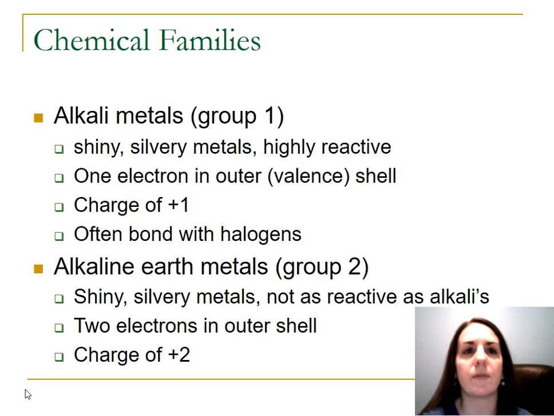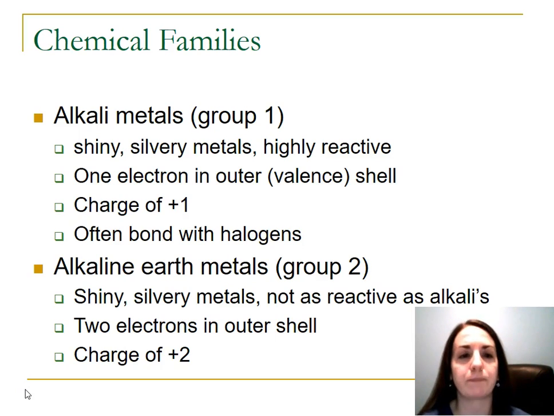So we'll just go through some of the main properties of each of those chemical families. So the alkali metals in group 1 are very shiny, silvery metals. They are very highly reactive, and that's because they only have one valence electron. So they have one electron in that outer shell. That gives them a charge of +1 when they form ions, and they will oftentimes bond with halogens, and that's because the halogens tend to want to accept one electron.